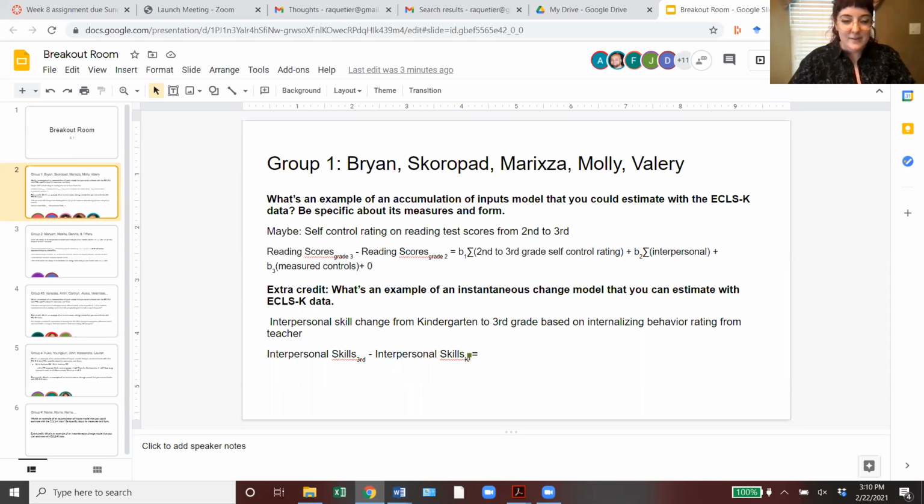I was thinking maybe we could look at interpersonal skill change from kindergarten to 3rd grade based on the teacher's rating of internalizing behavior. So it would be interpersonal skills from 3rd minus kindergarten equals B1 times the internalizing behavior rating from 3rd grade minus kindergarten, plus B2 times the change in our controls, plus 0.